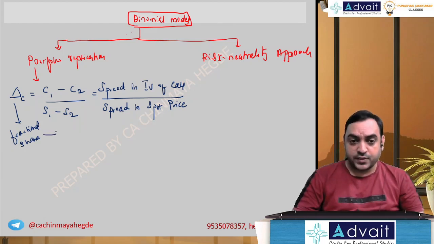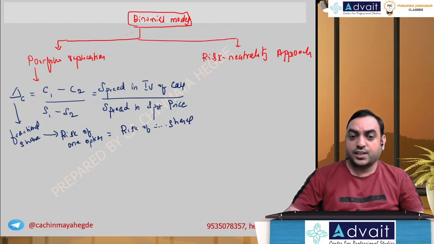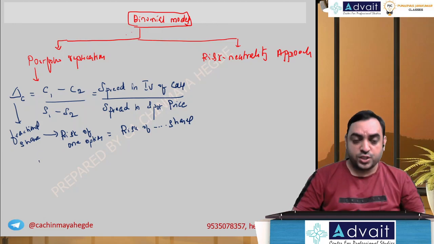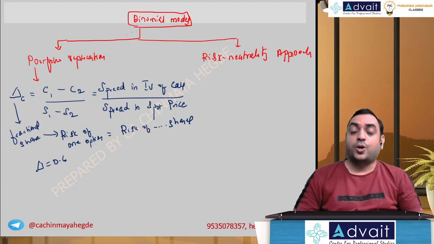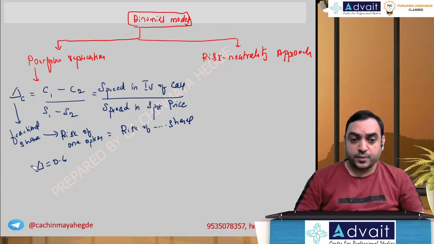So fractional share represents basically the risk of one option is equal to the risk of how many shares, delta shares. If I tell you delta equals 0.6, I can understand the risk of one share is equal to the risk of 0.6 option, or the risk of one option is equal to the risk of 0.6 shares.